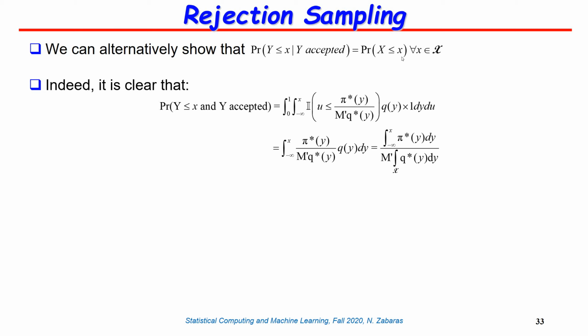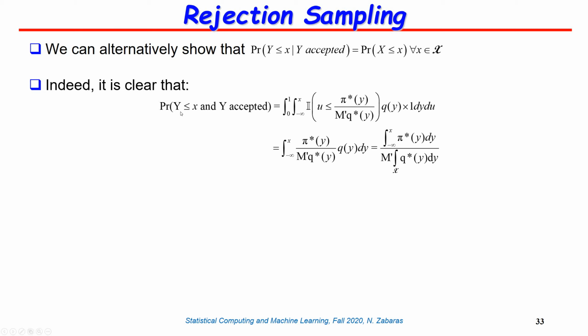So let me actually work with the CDF. Let me work with the probability that y will be less or equal to little x, assuming that y has been accepted. And I am going to show you that this probability is the same as the probability of capital X being less or equal to x, and that's the CDF computed at x. So effectively, I generate samples from the correct probability distribution, and the way that I show this is again a similar calculation to what we had in the previous slide.